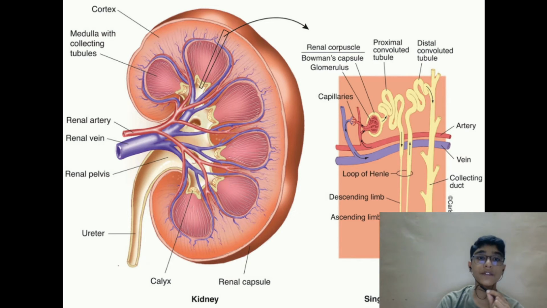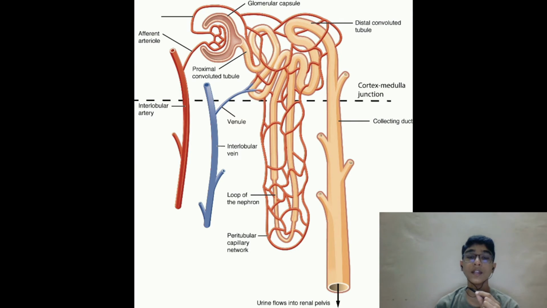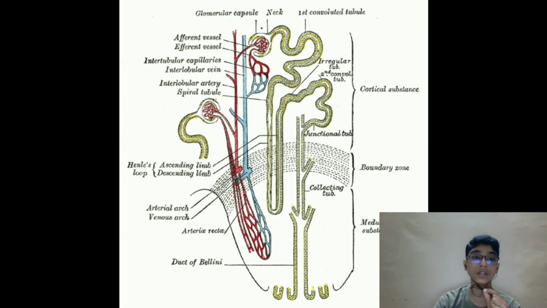Nephron. Nephrons are the functional unit of the kidney. Each nephron has two parts, the glomerulus and the renal tubule. The glomerulus consists of a bunch of capillaries formed by the afferent arteriole. Blood from the glomerulus is carried away by the efferent arteriole.